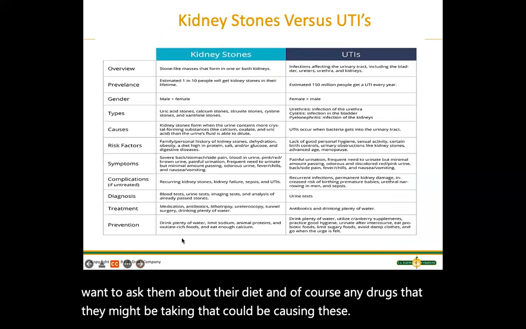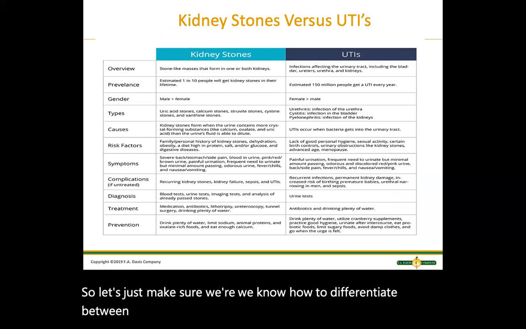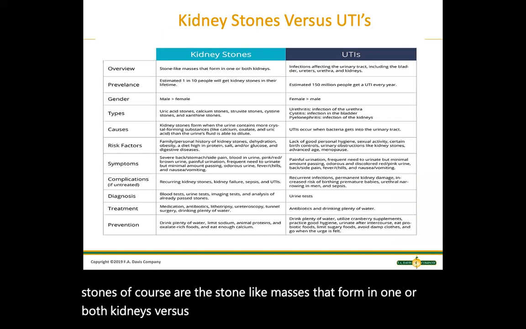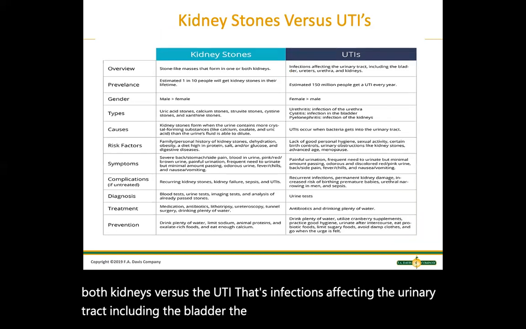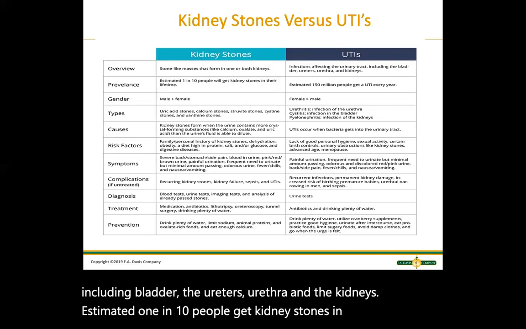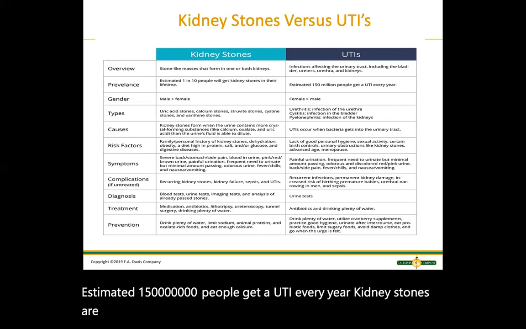Okay, so let's make sure we know how to differentiate between kidney stones and urinary tract infections. Kidney stones are the stone-like masses that form in one or both kidneys, versus the UTI, which is an infection affecting the urinary tract, including the bladder, the ureters, the urethra, and the kidneys. An estimated 1 in 10 people get kidney stones in their lifetime. An estimated 150 million people get a UTI every year. Kidney stones are more common in men than women, versus UTIs, which are more common in females than males.